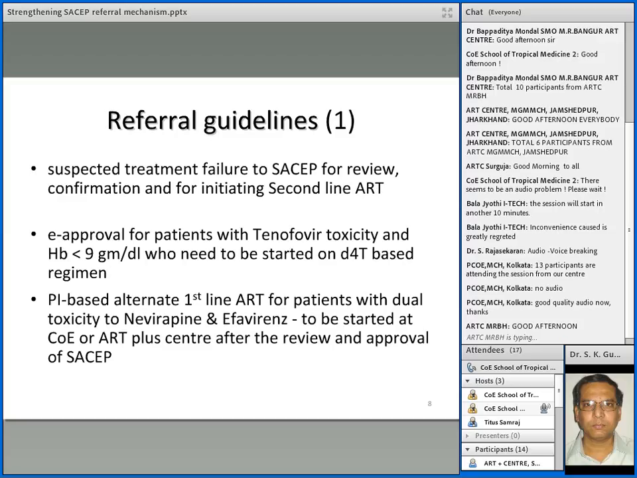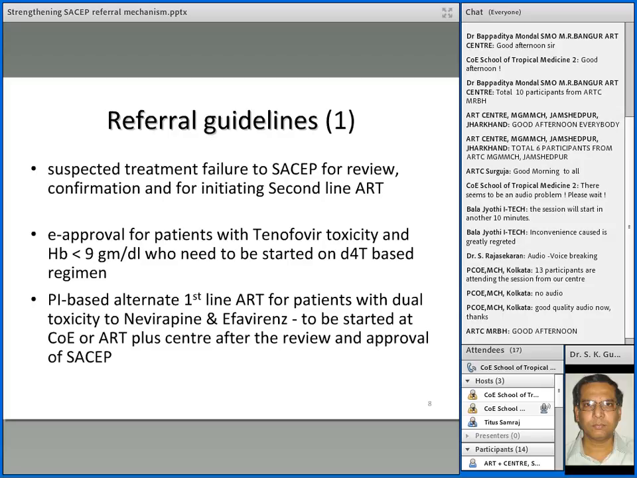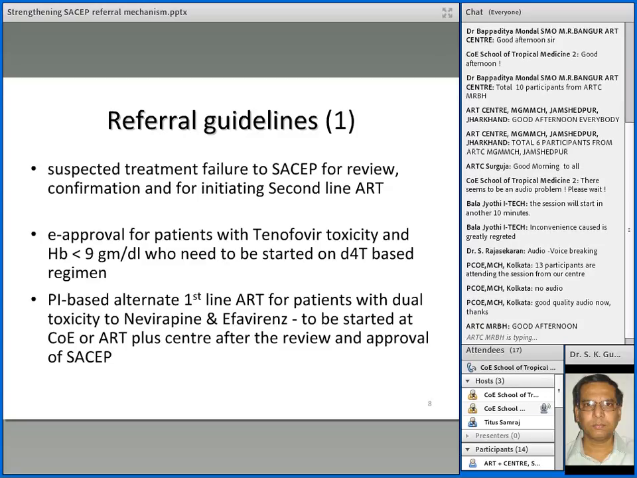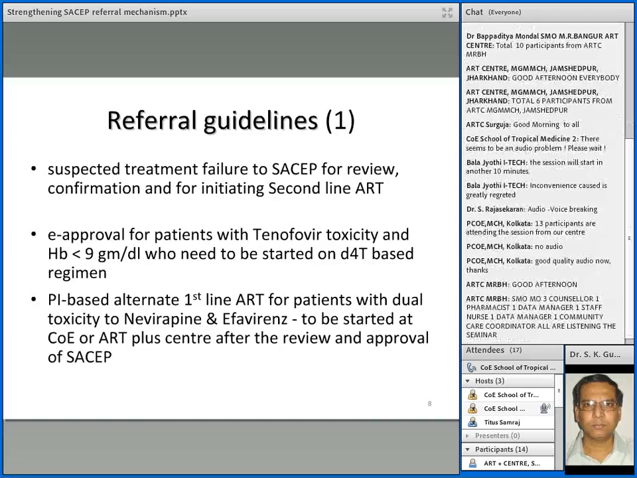E-approval is nothing, you need to send a similar referral that we do for all other patients. The patient need not be sent physically to the ART plus center or the COE or the PCOE. The SACEP will go through and evaluate the e-approval, and they will give the electronic approval for using stavudine based therapy. Now the stavudine based therapy drugs are now available with the state AIDS control societies, and depending on this e-approval, a copy of which should also go to the state control societies, they will be delivering this medicine.